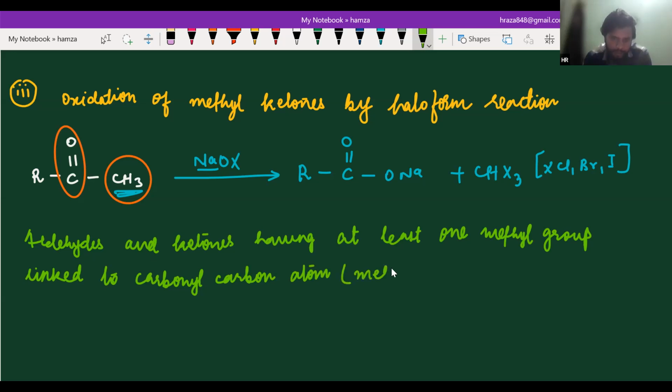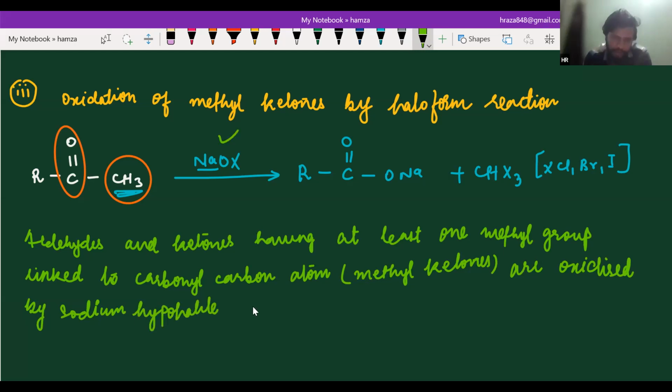That means methyl ketones are oxidized by sodium hypohalite to sodium salts of the corresponding carboxylic acid. If you replace this Na with H, it will be a carboxylic acid. And if you use metal, that is basically the sodium salt of the carboxylic acid.